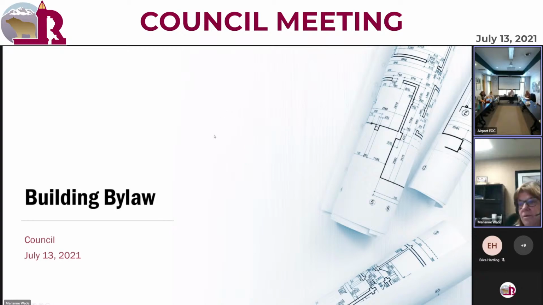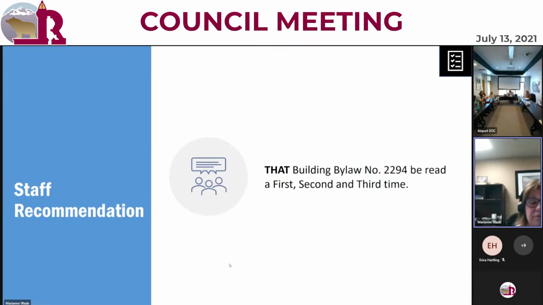Yes. Thank you. So we have before you today the building bylaw. Staff is very excited to get this forward as one of our major workload objectives. So staff is recommending that council consider first, second, and third reading of the bylaws.